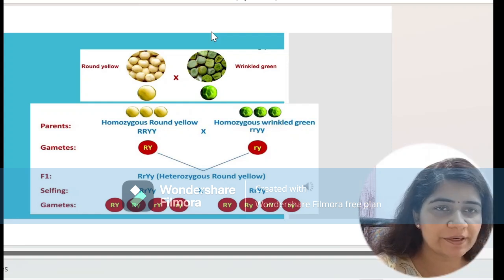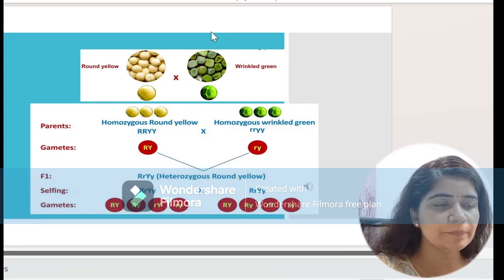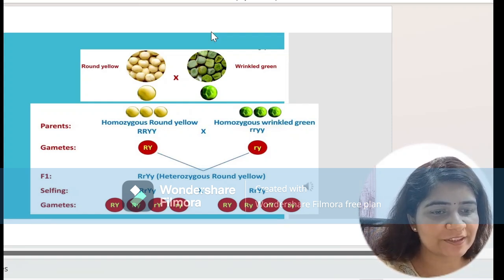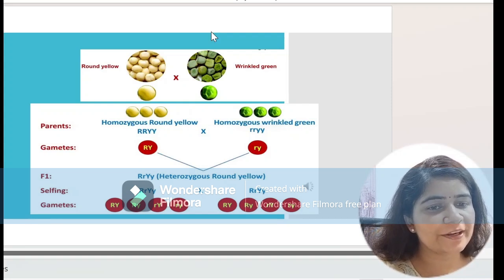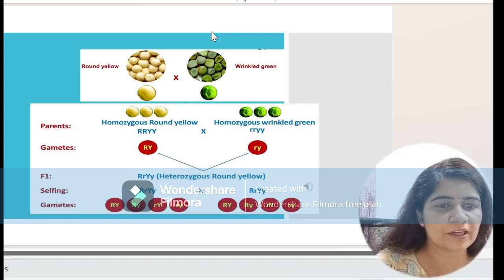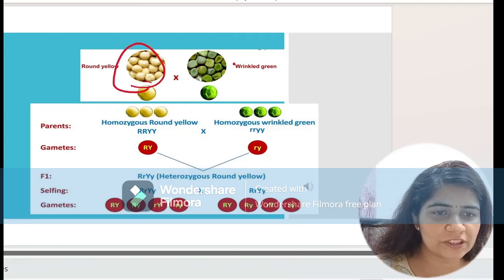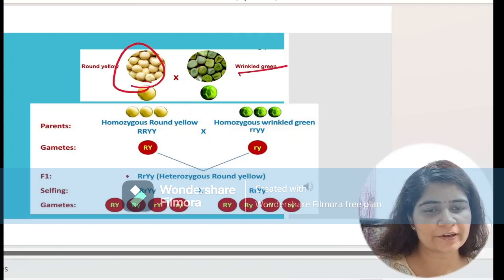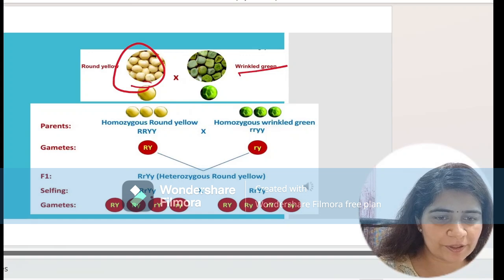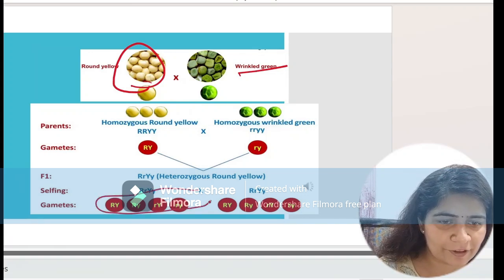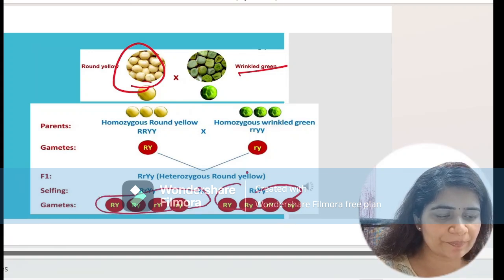Now let's look at another example, round and yellow. So round is a dominant trait and yellow is also a dominant trait. The other one, green matter, wrinkled वाले, so that's a recessive trait. अब आप कहोगे कि मटर तो green ही होते हैं, but we talk of these mature pea seeds, okay, dried and mature, तो ये yellow हो जाते हैं.